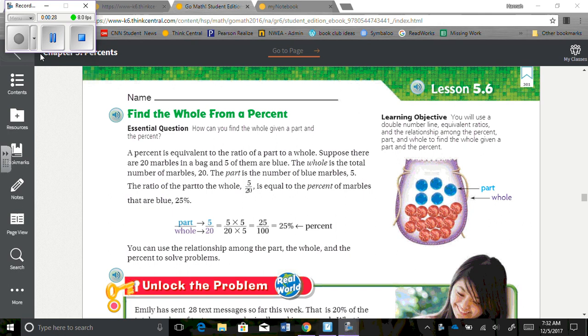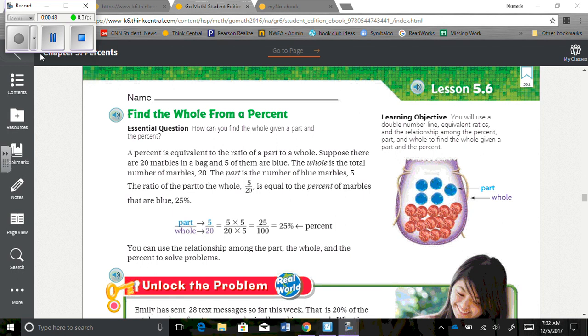Suppose there are 20 marbles in a bag. 5 of them are blue. The whole is the total number of marbles, which is 20. The part is the number of blue marbles, 5. The ratio of the part to whole is 5/20, or 5/20ths. This is equivalent to the percent of marbles that are blue, which is 25%.